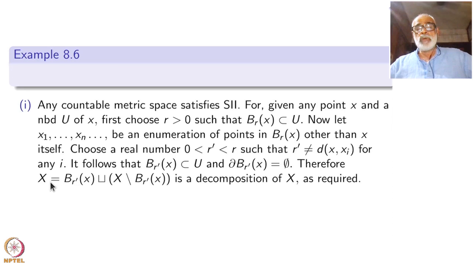Therefore, the complement is also open, so the space is a disjoint union, x is here, right, and this B_r'(x) is contained inside U. So you have got a clopen subset. What we have shown is every point has a neighborhood system consisting of clopen subsets. So that is the S2 that we have seen earlier.